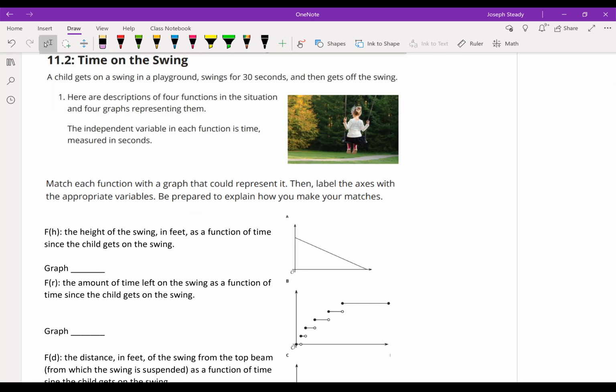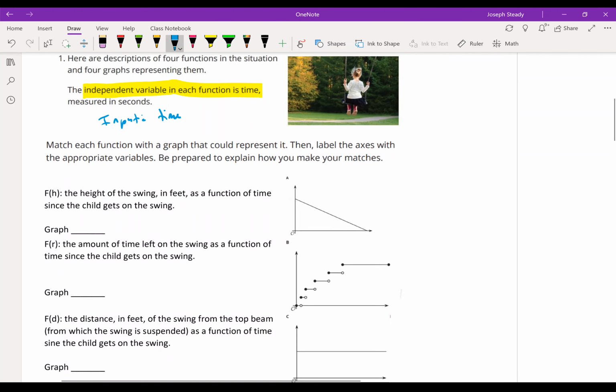Now importantly, they tell us in every single situation, the independent variable is time, which tells me right away that in every single problem, the input is time. So let's look at our first example.